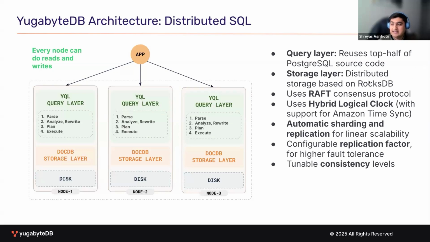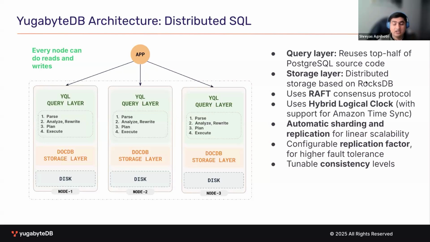The storage layer is derived from RocksDB. It's a modified version of RocksDB. We call it DocDB. That layer takes care of distributing your data to avoid any single points of failure in the system, and it can also intelligently distribute, shard, and replicate that data depending on your application's requirements. We'll talk about some of those details on the further slides. We use a Raft-based consensus protocol, and Yugabyte is designed to work on commodity hardware as well.